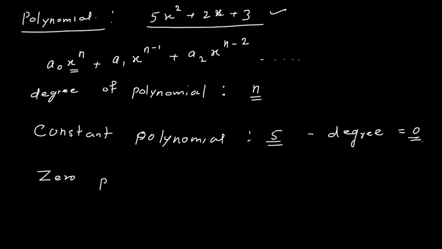Then we have the zero polynomial. What is a zero polynomial? We say that a polynomial is a zero polynomial when all the coefficients, this a0, a1, a2, are all 0. Then in that case we say it is a zero polynomial. So your zero polynomial is simply 0.